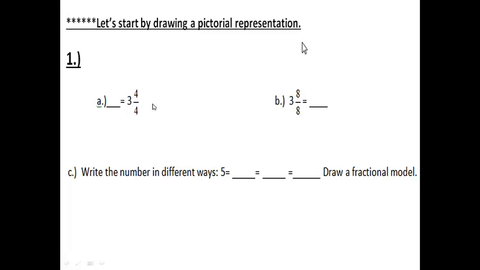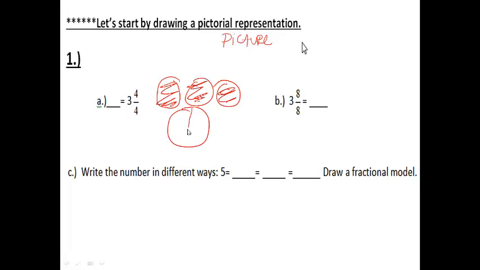Okay, let's start by drawing a pictorial representation. That means a picture. If you see this long, weird word, it means a picture. So what's the same thing as 3 and 4/4? Well, let's draw 3 wholes. I'm going to color these in. I'm going to draw 3 wholes, and I'm going to draw my last one. I'm going to cut it into fourths, and I'm going to color in all my fourths. So what does this equal? Count how many circles you have. Very good. This is the same thing as 4. Do you notice 4 over 4 equals 1? So what's 3 plus 1? That would equal 4.